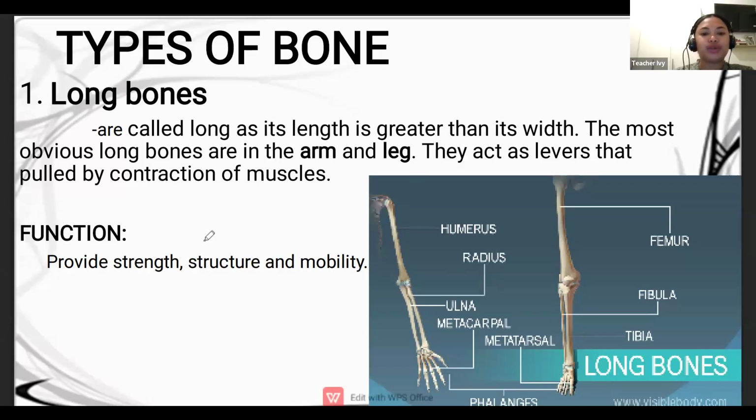Now, let us proceed to the short bone. Do not forget about the names of the bones, okay? Because we're going to include the names of the bones in your exam. And these bones are considered to be the long bones. Next one.